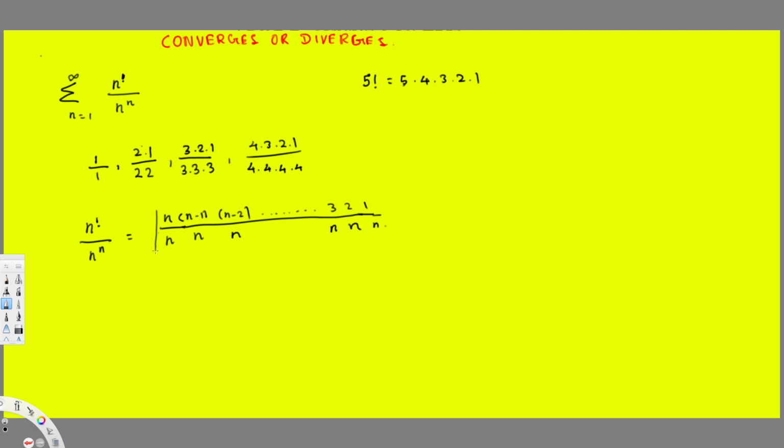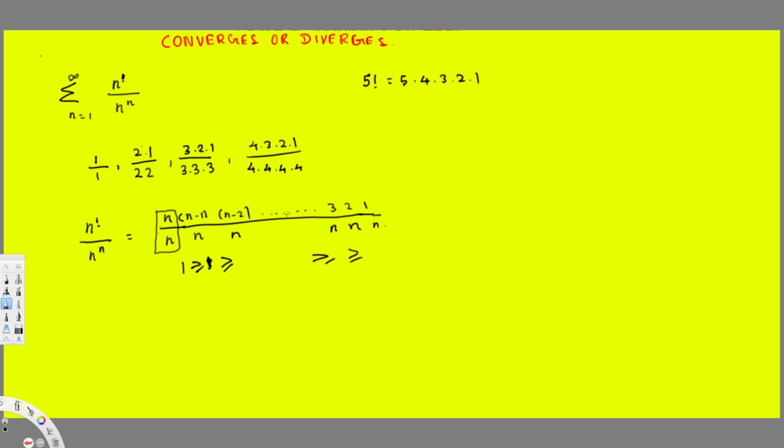If you look, n divided by n is 1. n minus 1 divided by n is less than 1, because it's a smaller value divided by a bigger number. And it's going to be reduced and reduced until the end. So we know this is less than 1, and it's going to be less until the end. So this pattern is a decreasing pattern.